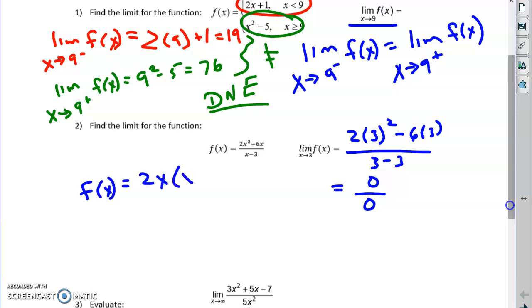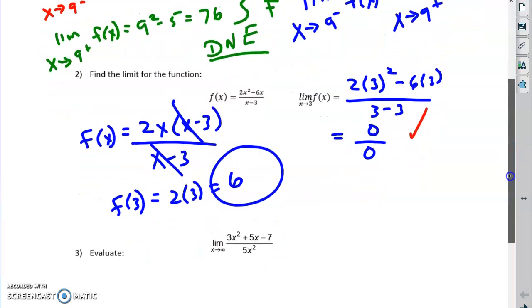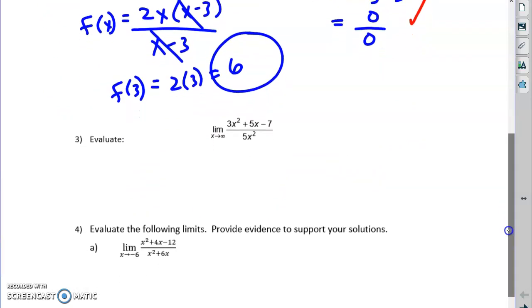Pull out the 2x, x minus 3 on top, x minus 3 on the bottom. We got rid of that bad factor. So now we can plug a 3 into there. 2 times 3 equals 6. So the limit equals 6. And what does that mean? The domain does not include 3, but the limit exists, so we have a point discontinuity. But the answer to the limit question is 6.